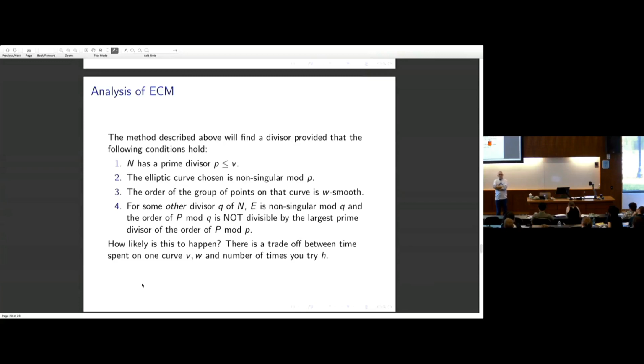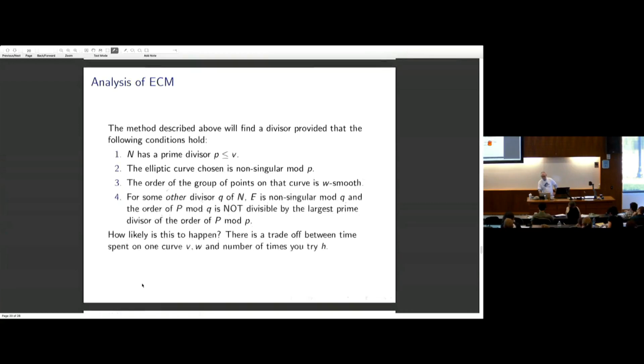Or you can make those smaller, but try more elliptic curves. Okay? That's basically the trade-off that you get. And the analysis amounts to optimizing that choice. Okay? How do you trade off spending more time on one elliptic curve versus trying more elliptic curves under more favorable conditions?